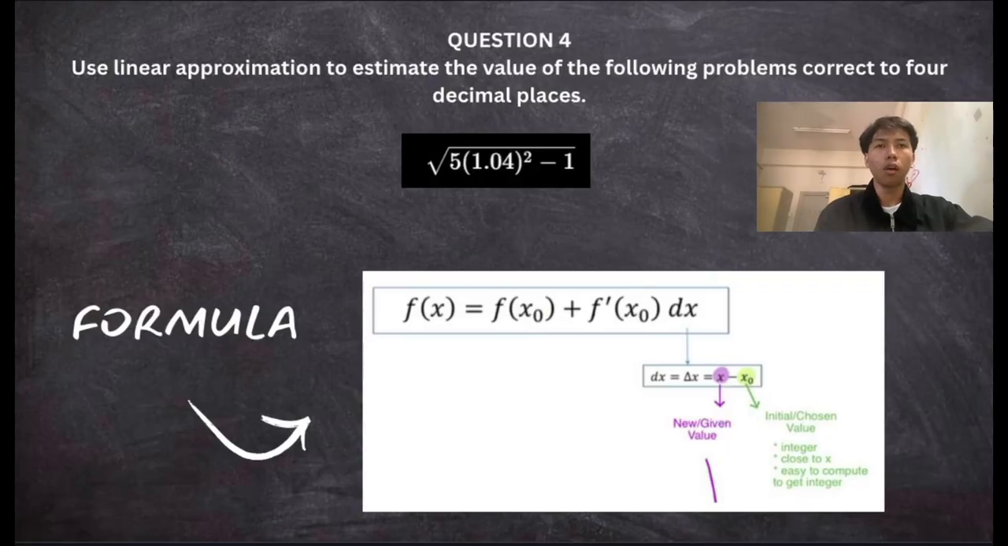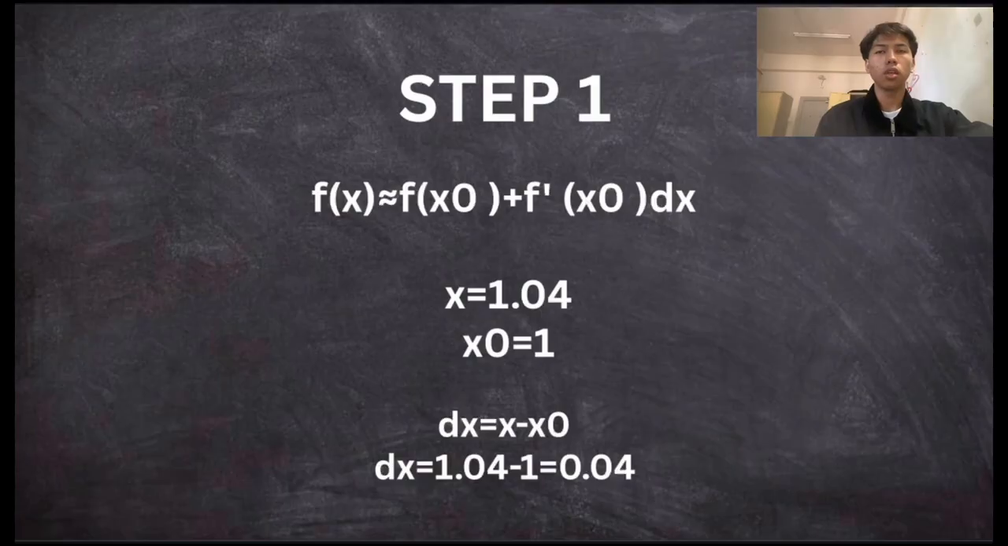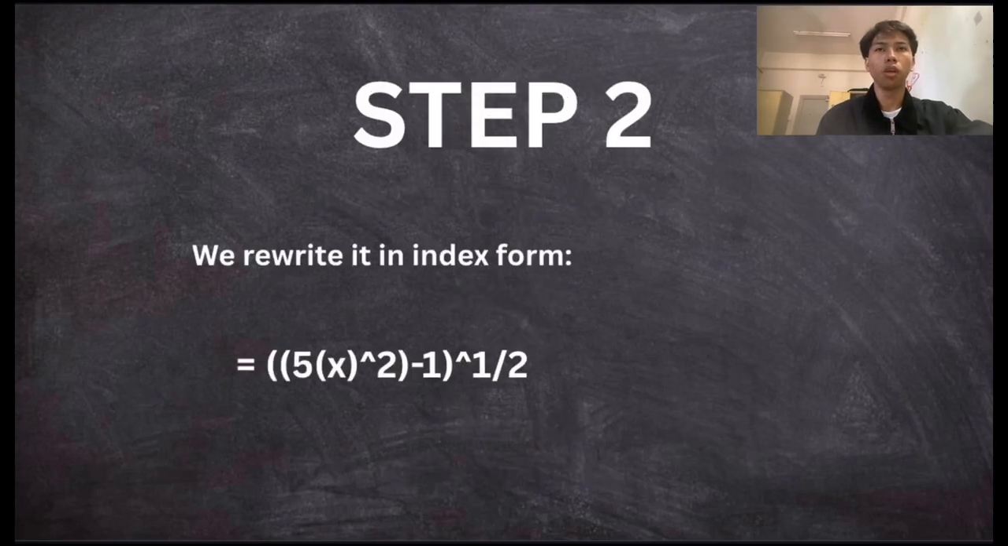f(x) equals f(x0) plus f prime(x0) dx. We choose x equals 1.04 and x0 equals 1 because 1 is very close to 1.04 and it is easier to calculate. Next, we find dx equals x minus x0. dx equals 1.04 minus 1 equals 0.04. 1.04 we change to x. We rewrite in index form. f(x) equals (5x squared minus 1) to the power of 1 over 2.